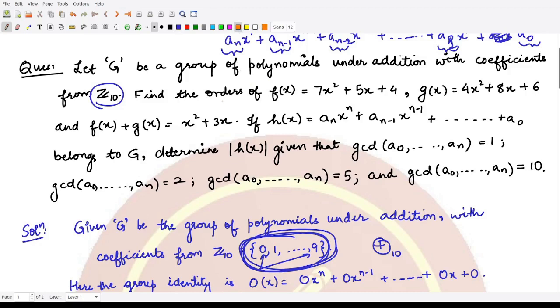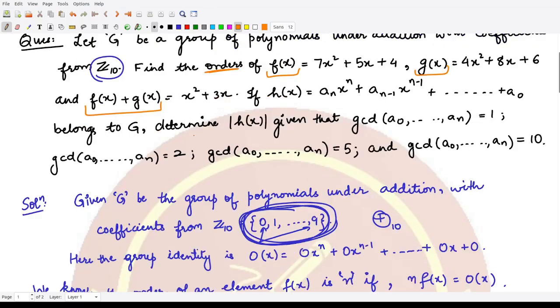Further, we need to find the orders of these three polynomials. First is fx, second is gx, and then third is fx plus gx, which is also given to us. In order to calculate the order, you first should know the identity of this group. The identity of this group is the 0 polynomial, which is 0 into x raised to power n plus 0 into x raised to power n minus 1 and so on, plus 0 into x plus 0.